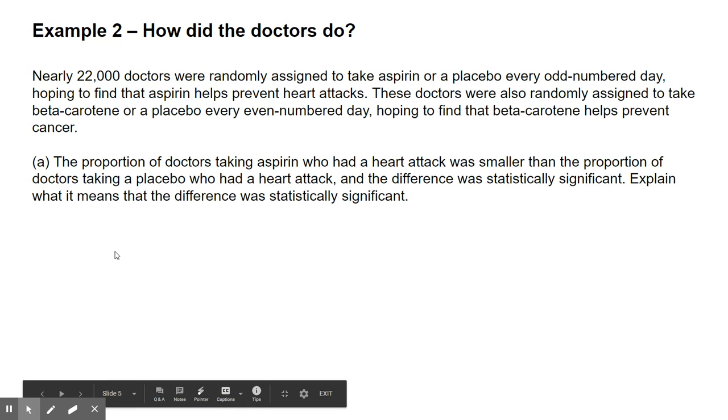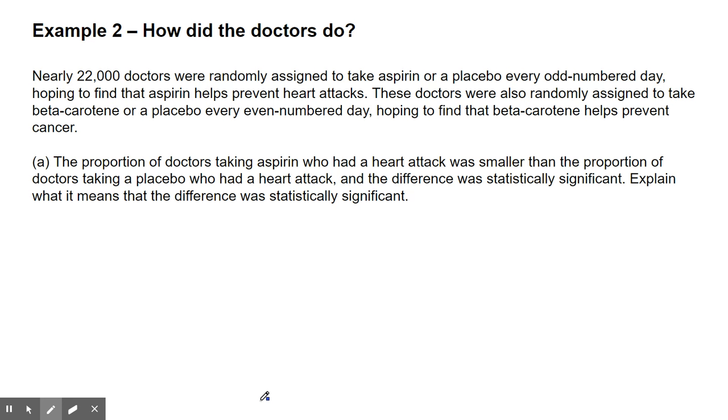So let's take a look at our next problem. This is in two parts. Part A is on this page, part B is on the next page. How did the doctors do? It says nearly 22,000 doctors were randomly assigned to take aspirin or a placebo every odd numbered day, hoping to find that aspirin helps prevent heart attacks. These doctors were also randomly assigned to take beta carotene or a placebo every even numbered day, hoping to find that beta carotene helps prevent cancer. So there's actually two studies in one. So this is sort of like the breaking point. So again, this is going to be for part A and this is for part B.